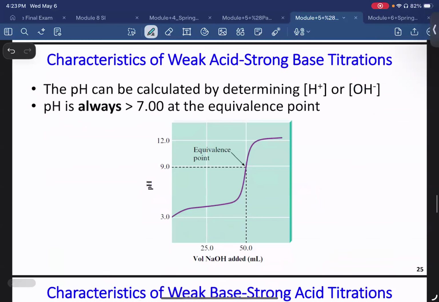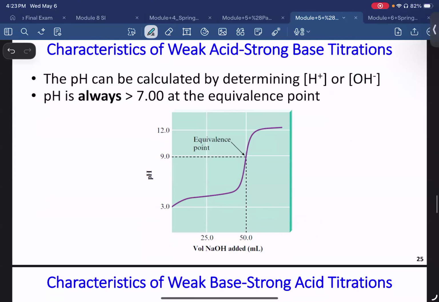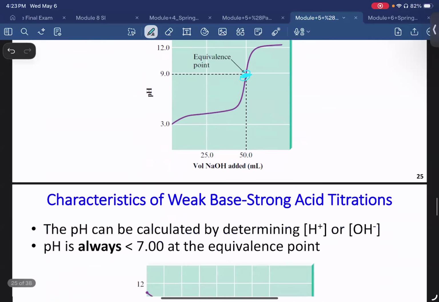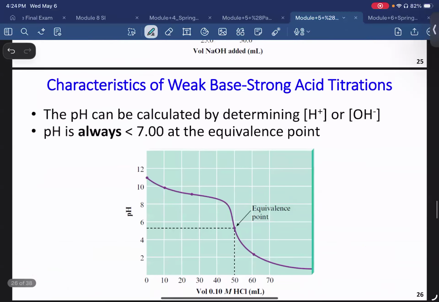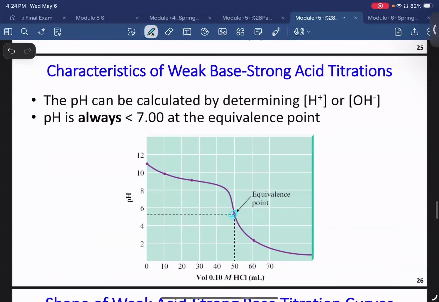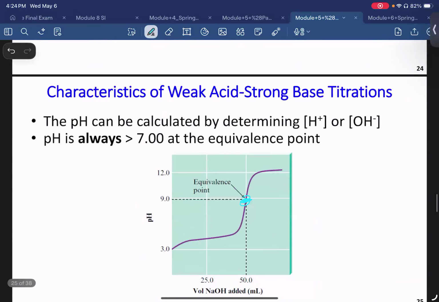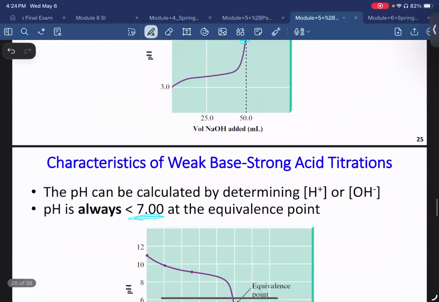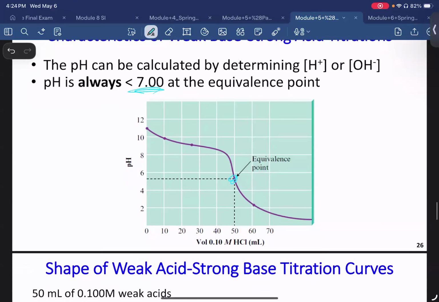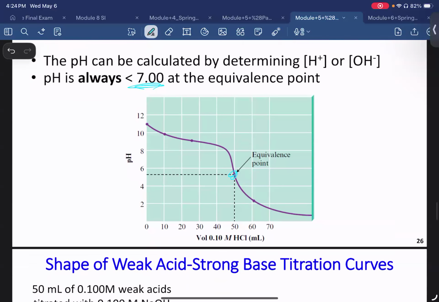So those are math questions. These are the concepts, right? I talked about how the pH is always greater than 7, so keep that in mind. Weak base, strong acid, keep this in mind as well. Also make sure you know why. Like I said, the reason why there's a pH that's greater than 7 is because you have the conjugate base of a weak acid at the equivalence point. And over here, it's because you have the conjugate acid of a weak base.